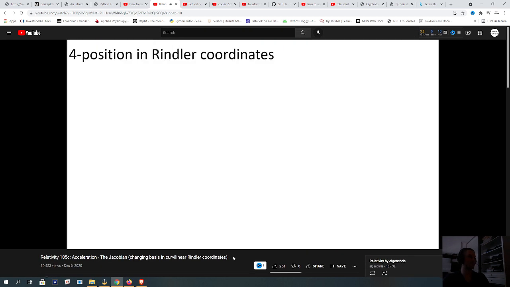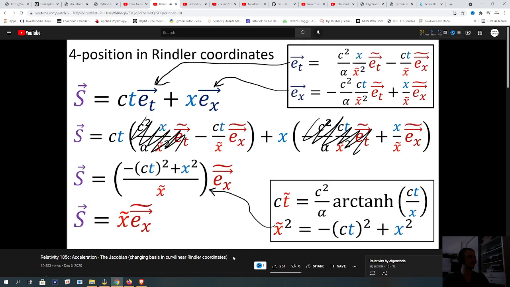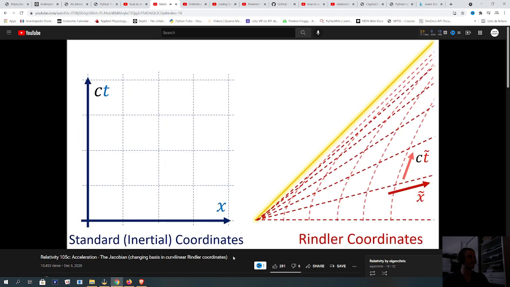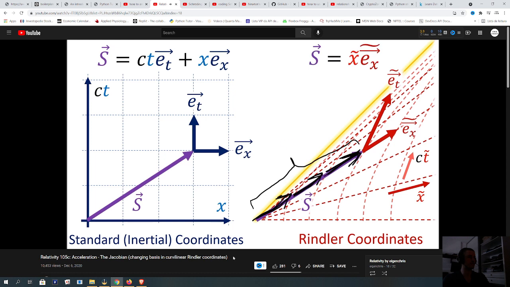One very last thing I'll point out is that the four-position vector S is normally written ct e_t plus x e_x in Einstein's frame. But in Rindler's frame, S is written as just x tilde times e_x tilde, with no time component at all. This is because the e_x tilde basis vector always points in a direction parallel to S, so S's time component is always 0 in Rindler's basis. We'll talk about this more in the next couple videos.